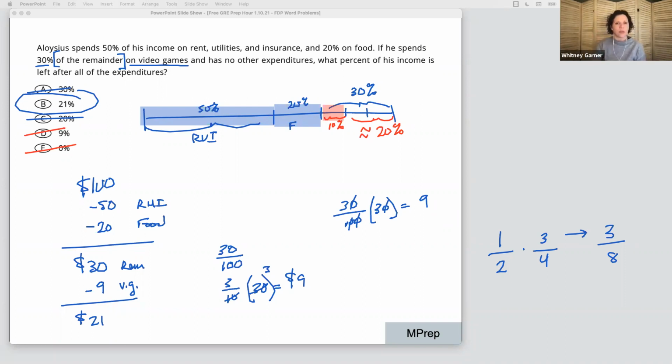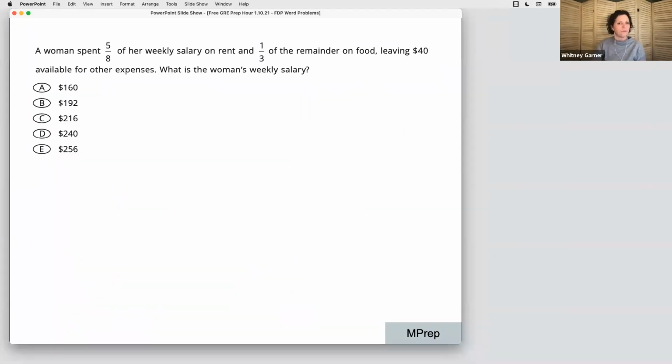Here we go. Let's try another one. Give yourself a chance to make it real.